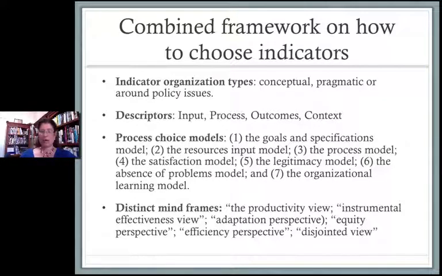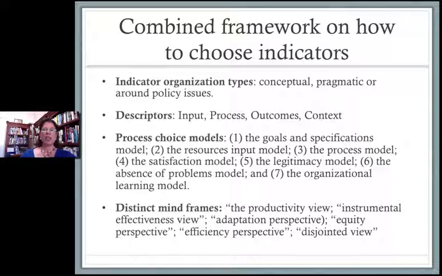So different types of model choices, the process of how you go about choosing the indicators was also incorporated, as were distinct mind frames. So basically, if you're looking to choose indicators because you're in a productivity mind frame, or if you want to have an effectiveness mind frame, or if you're trying to adapt to new things, or if you're looking for pushing equity, depending on your mind frame, there's also different choice of indicators that different countries will use depending on where they're at in the stages of their progress towards quality in education.